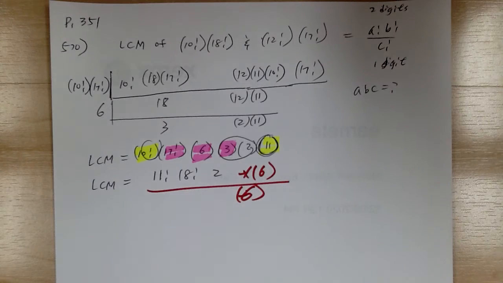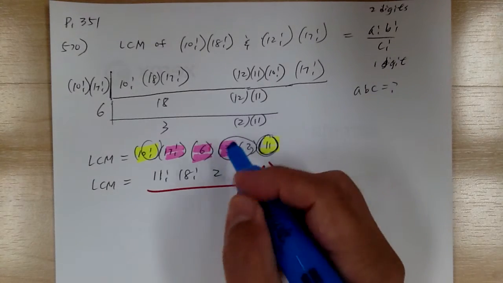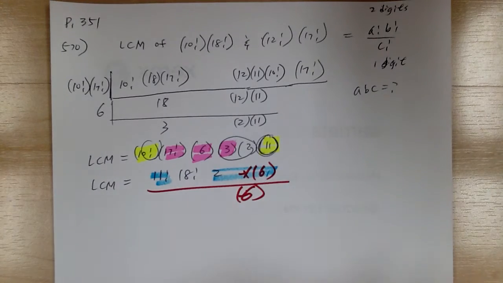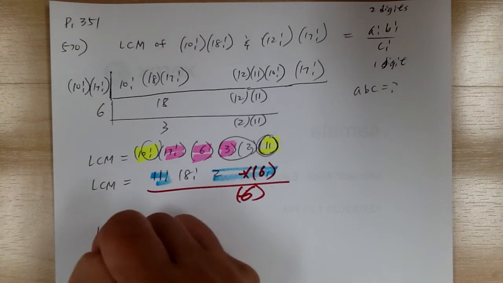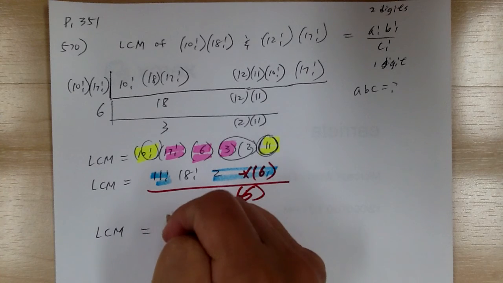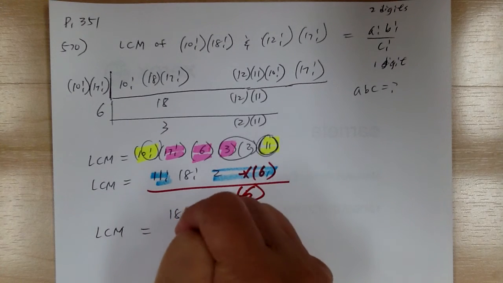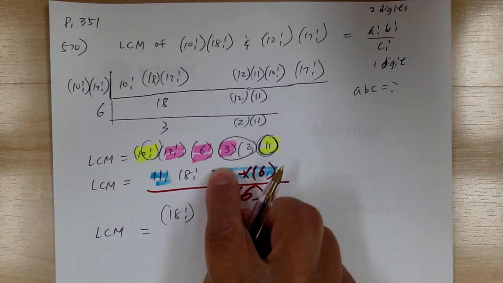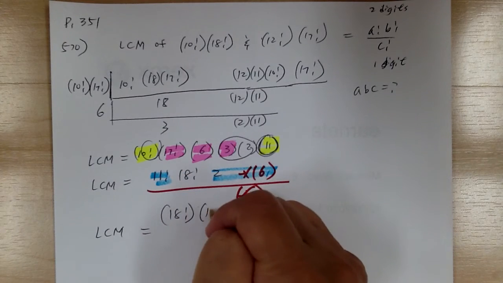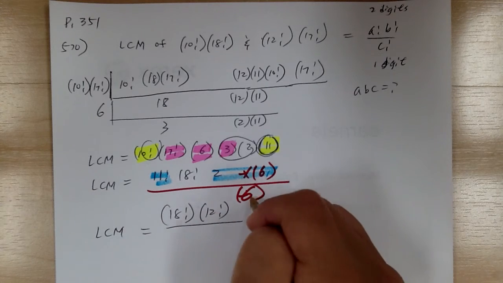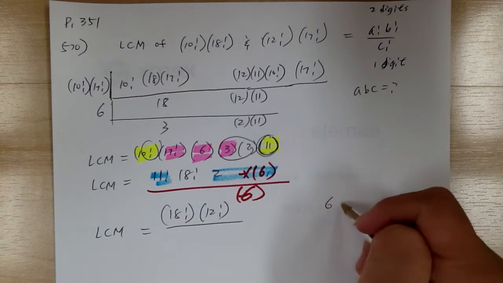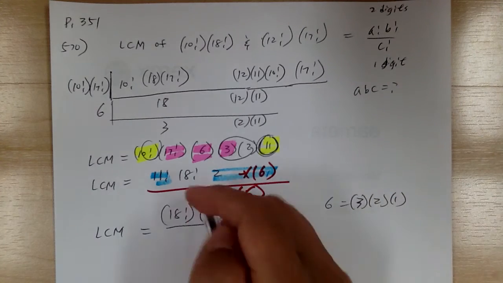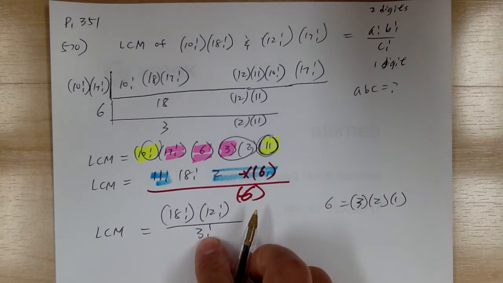Okay, so now I have 12 over here. So 12 and 11 factorial will give me a 12 factorial. I'm going to write the 18 factorial first. So the blue one, again, 2 times 6 is 12. 12 and 11 factorial would be 12 factorial. And the 6 is equal to 3 times 2 times 1, so this is equal to 3 factorial.